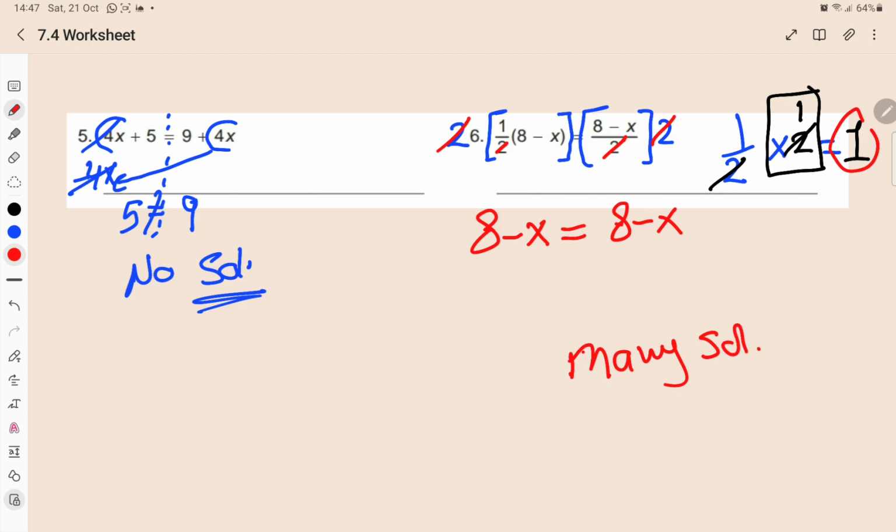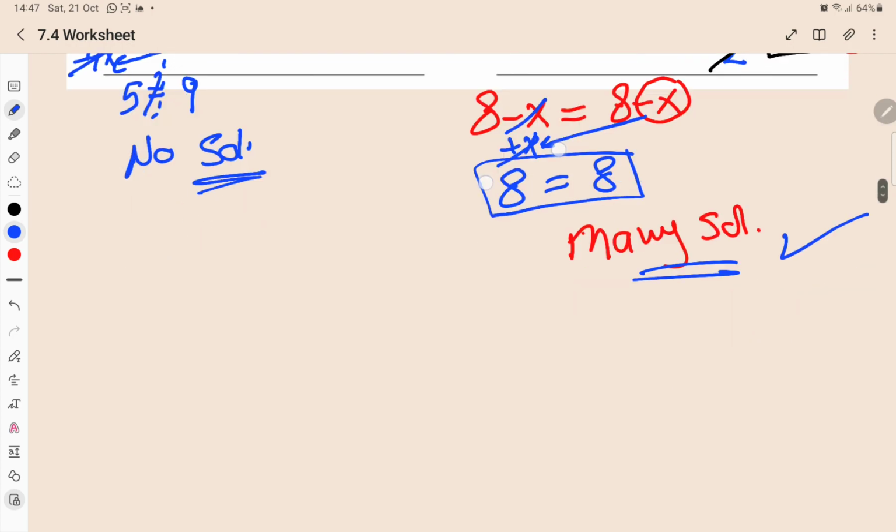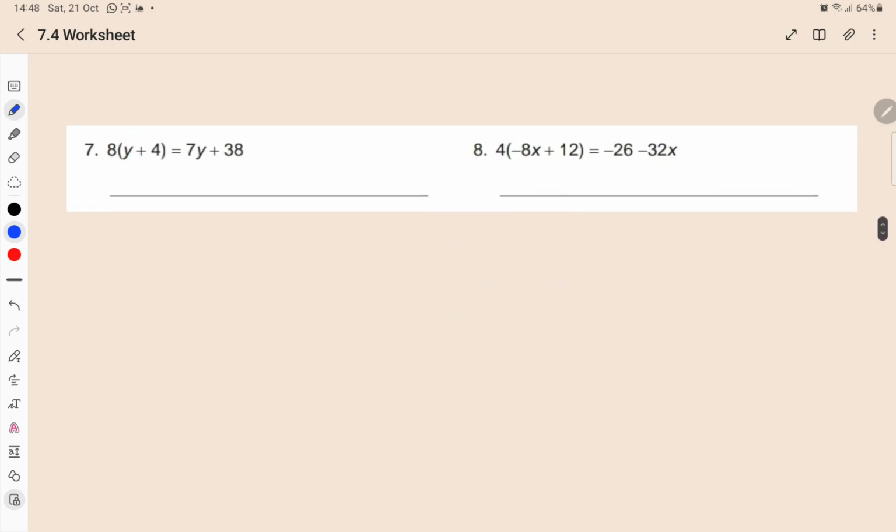To prove this, also we will combine the like terms. So negative x can move to the left hand side here with positive x. So they would cancel. So 8 equals 8. Constant equal constant. So this means that I have many solutions. 7 and 8. Question 7. Pause the video and try to do it on your own.